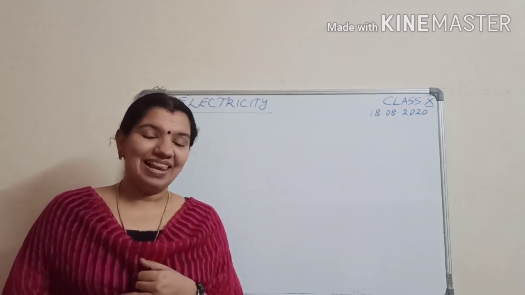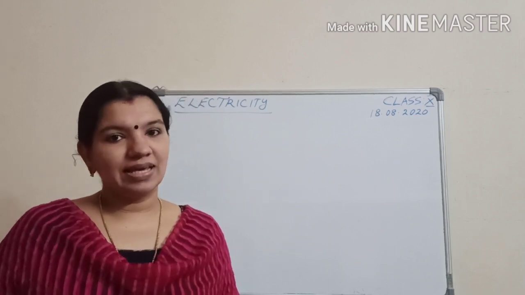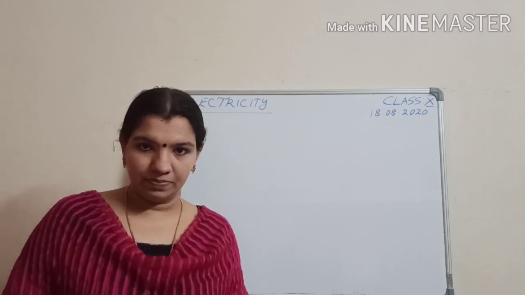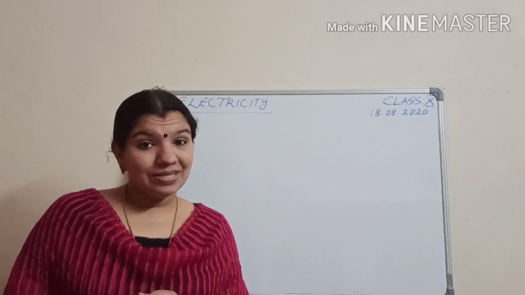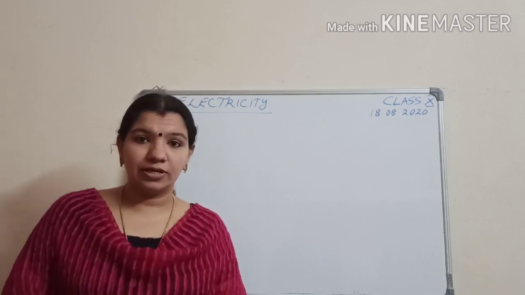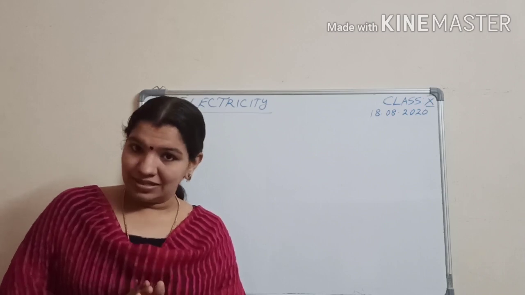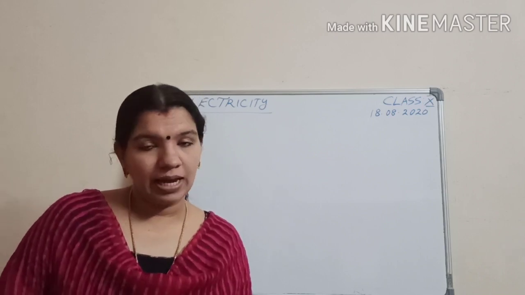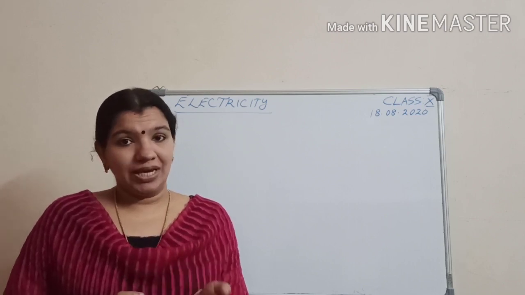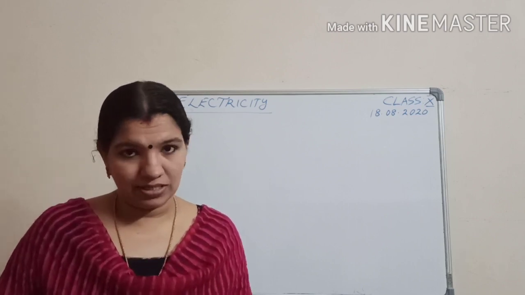First one is length of the material. Second is area of cross section, and third is nature of the material. You know that. How are length and resistance related? Resistance is directly proportional to length, and resistance is inversely proportional to area, and finally it depends upon the nature of material. When we change the material also, resistance is affected.